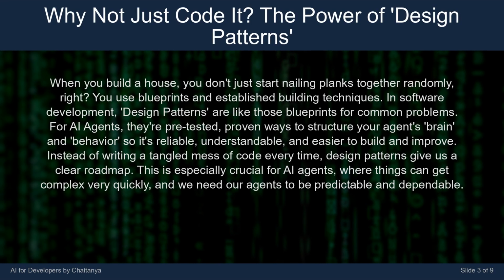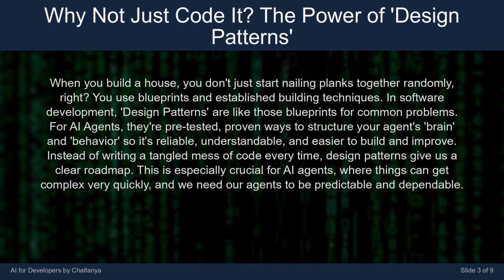When you build a house, you don't just start nailing planks together randomly, right? You use blueprints and established building techniques. In software development, design patterns are like those blueprints for common problems, for AI agents. They're pre-tested, proven ways to structure your agent's brain and behavior, so it's reliable, understandable, and easier to build and improve. Instead of writing a tangled mess of code every time, design patterns give us a clear roadmap.